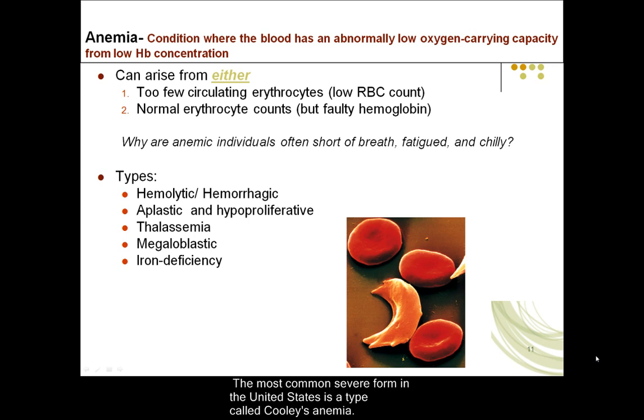Thalassemia is a genetic disease, and it can be mild or severe. Some carriers of the gene have no symptoms. The most common severe form in the United States is a type called Cooley's anemia. It mainly affects people of Mediterranean or Asian ancestry. This type of thalassemia results due to defects in the genes that code for the beta globin chain. The alpha chains are made appropriately, but because they cannot correctly assemble with the beta chains, they precipitate in the intracellular fluid and cause cellular damage. It usually appears during the first 2 years of life.